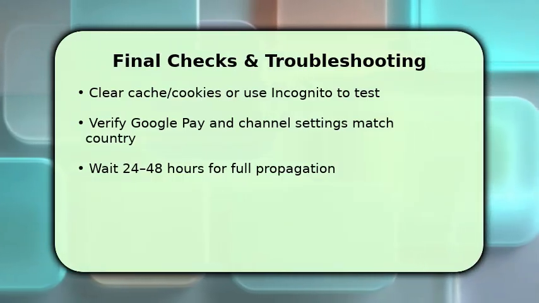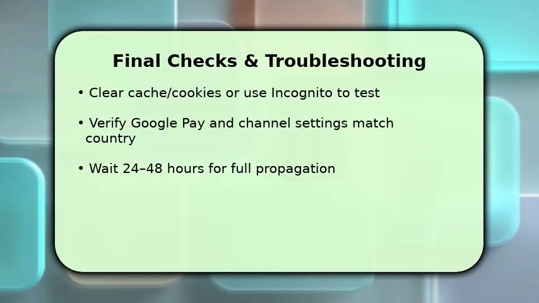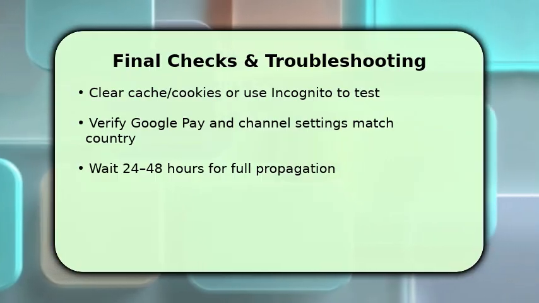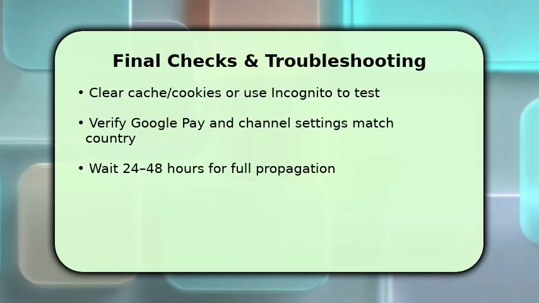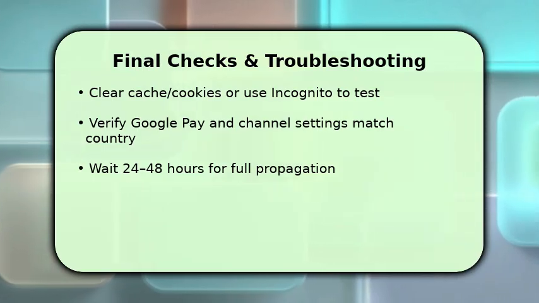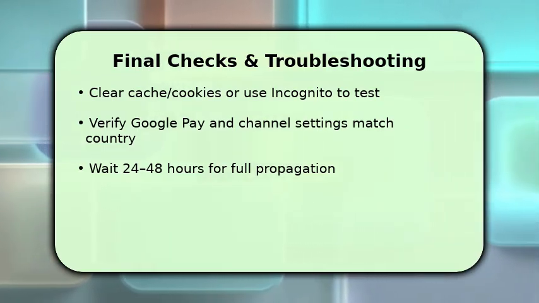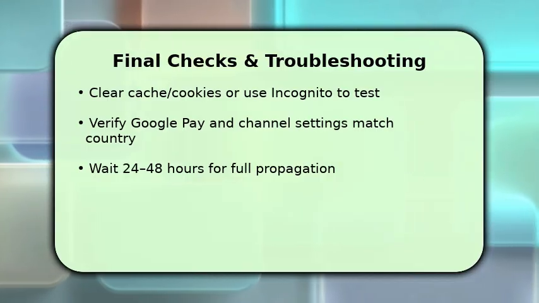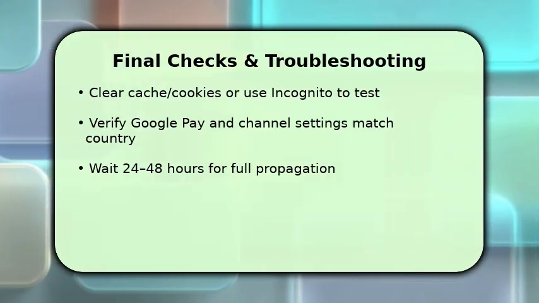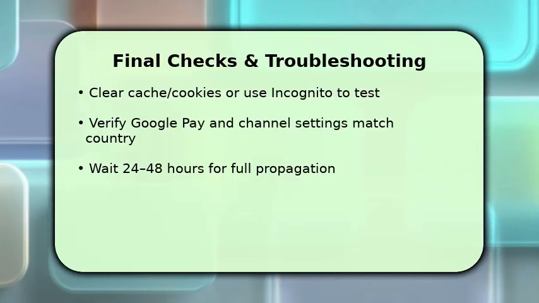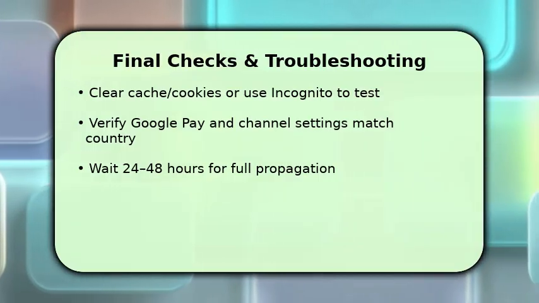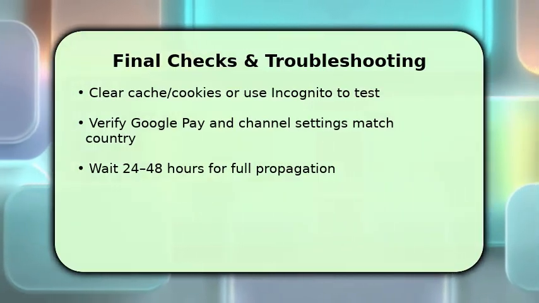Also check linked services like Google Pay and your channel's advanced settings because mismatches can override location signals. If content still appears regionally incorrect, give it 24 to 48 hours for servers to propagate. Troubleshooting tip: if problems persist, clear cookies, try a different network, or temporarily remove and re-add the account.